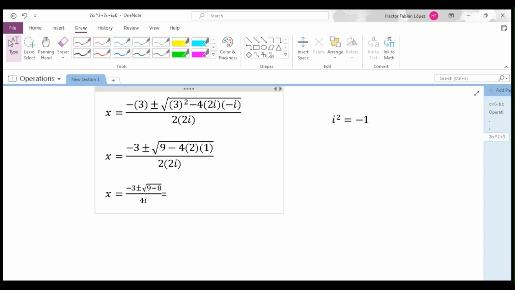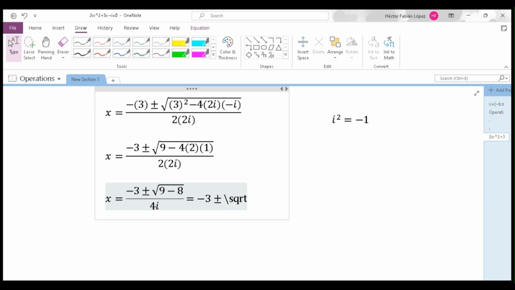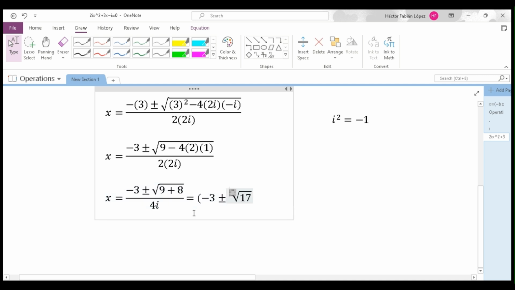Then it's going to be equal to negative 3 plus minus a square root of 9 minus... Okay, I forgot here to multiply this negative. I'm so sorry. This is plus. 9 plus 8 is equal to 17. And all over 4i.